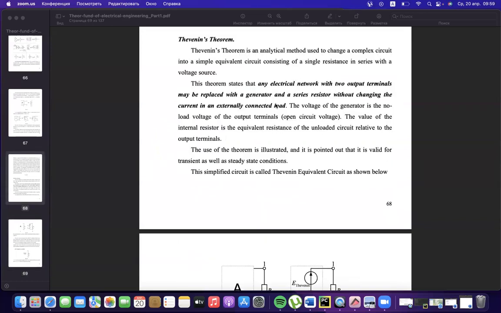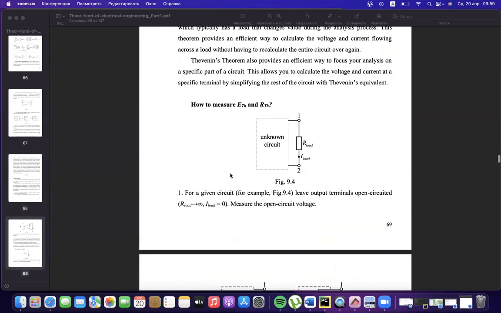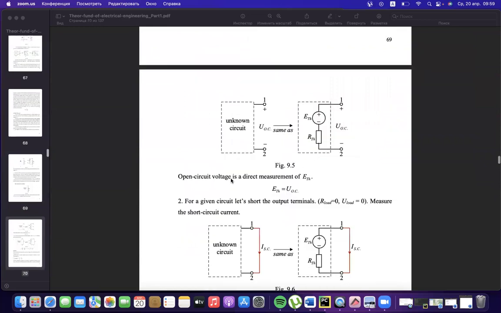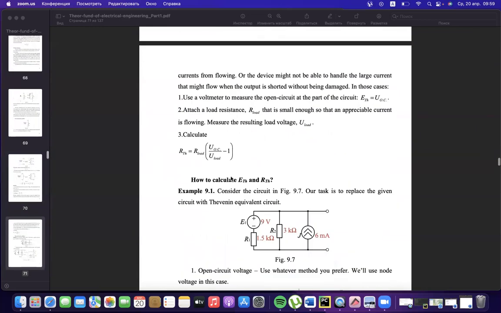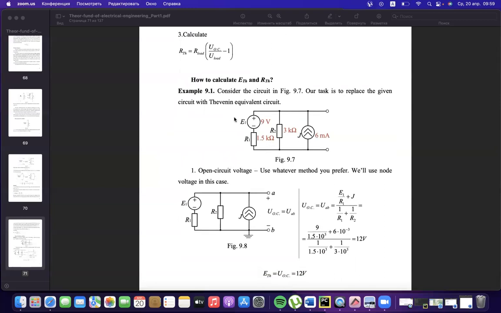It is the representation called Thevenin's theorem. Then how does it work? Let's see an example of how it could be transformed. For example, here we have some two-terminal network between points A and B.